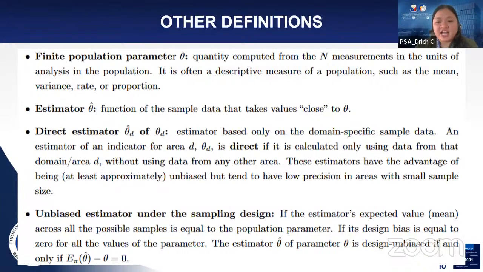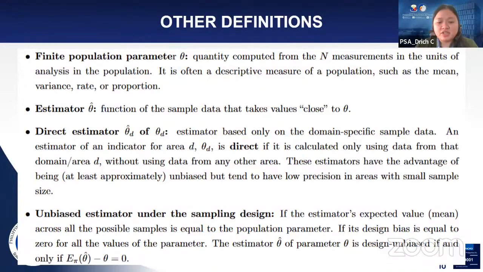is direct if it is calculated only using data from that domain or area without using data from any other area. So these estimators have the advantage of being at least approximately unbiased, but tend to have low precision in areas with small sample size. This is actually a translation of the disadvantage of having only direct estimates. Since they have lower precision, coming from small sample sizes, we then resort to using the indirect estimation technique.